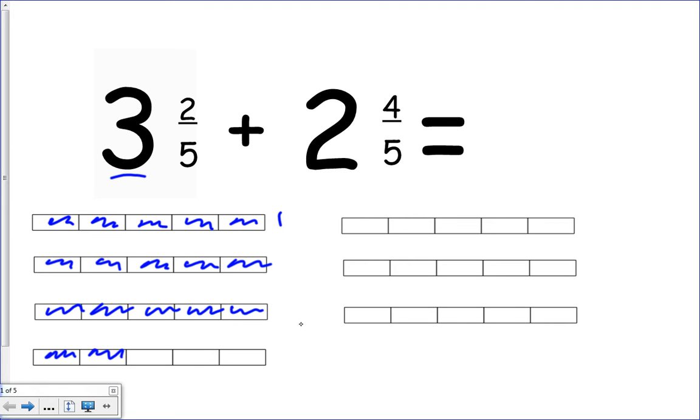So take a moment, pause the video if you need to. 3 2/5, that's what it would look like with the visual model. Now let's look at 2 4/5. There's 1 whole, I need another one. So here's 2 whole units, that's my 2. And my fraction tells me I have 4/5 as well, so there's 1, 2, 3, and 4. Okay, so right now, take a moment. Here's the 3 wholes, 2/5, and then 2 wholes, 4/5.